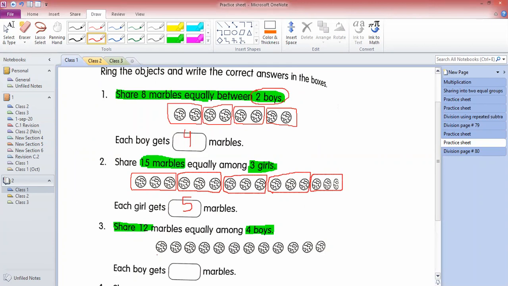Because there are 4 boys. Count with me. 1, 2, 3, 4. Very good. These are 4. Make a group here. Again count. 1, 2, 3, 4. Again make one group here.